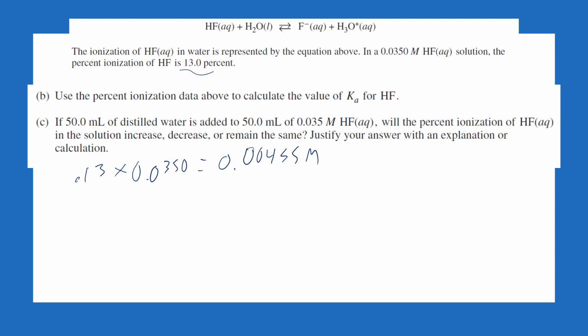And because it's a 1-to-1, right, HF splits into one of these and one of these, we know that it's equal to the H3O+ concentration. And it's also equal to the F- concentration. So now if we were to write an ICE chart, which we should, I'm going to rearrange the reactants to make my ICE chart a little neater.